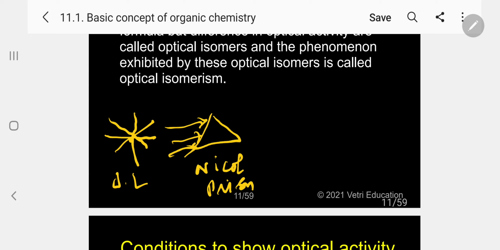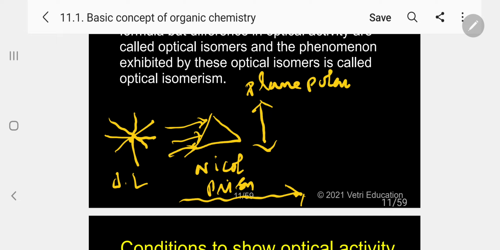The Nicol prism has a quality: it cuts off all directions except only one direction, which is perpendicular to the line of propagation. So this is the line of propagation, and this is the perpendicular line. This is called plane polarized light. Please follow.